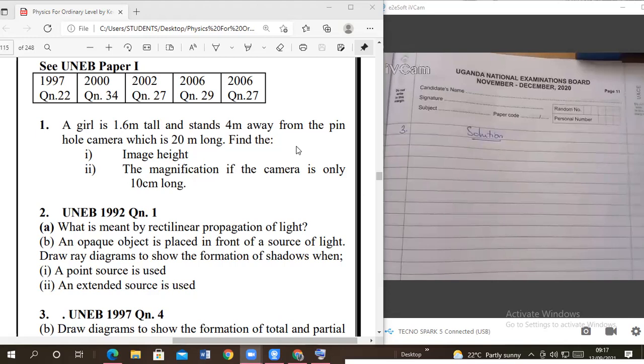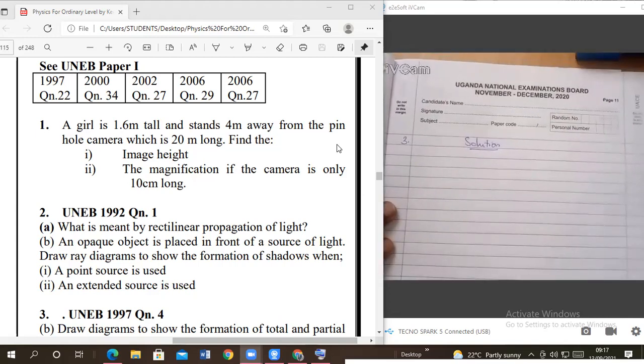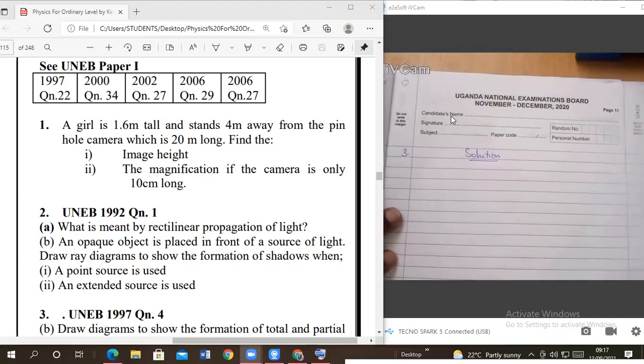Are you through? Yes, members? Are we through? Yes. Okay.